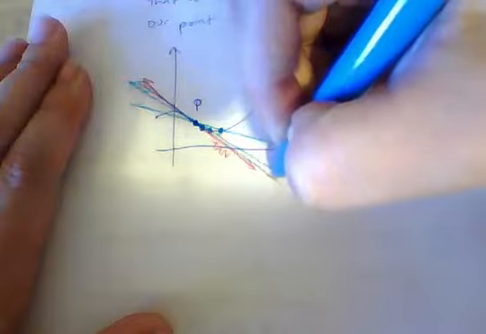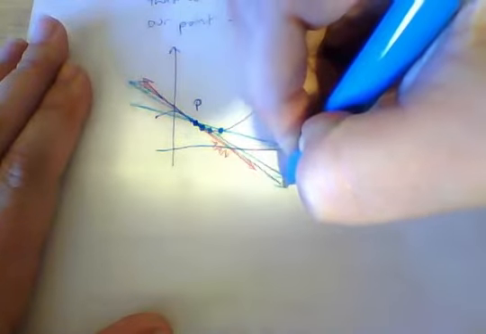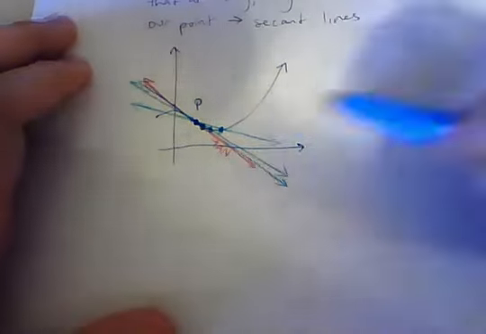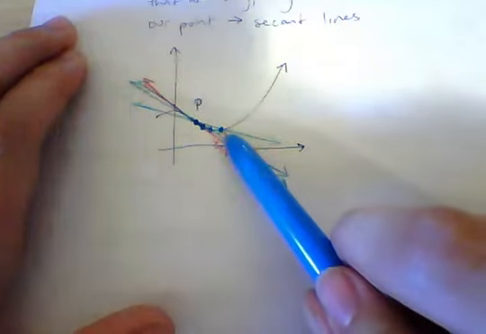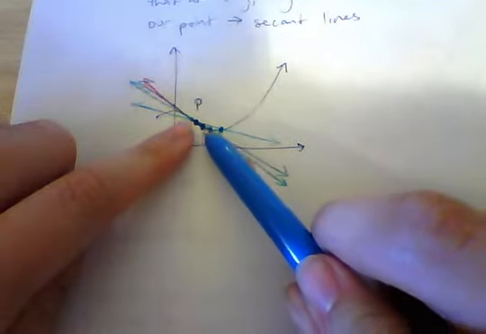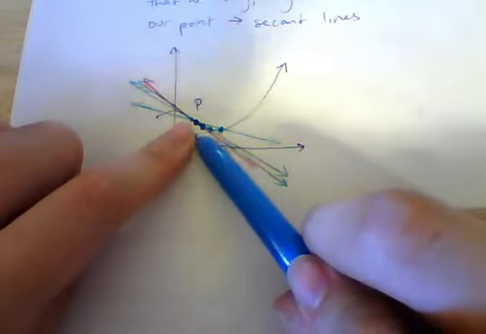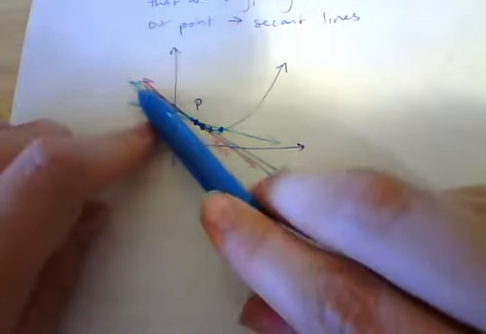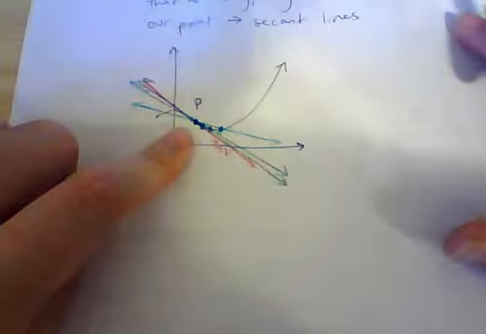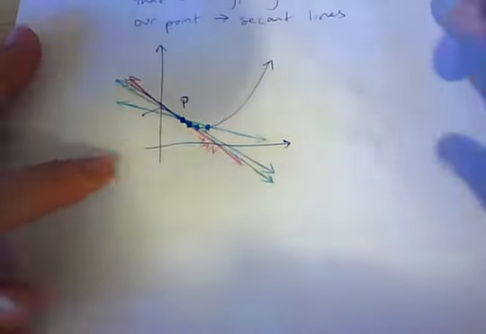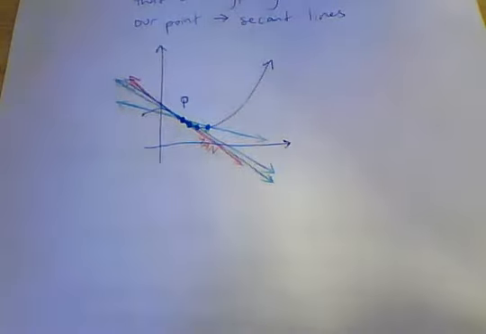Oh my goodness, that one was almost exactly our tangent line. So you see the point I'm illustrating. As we move our secant lines closer and closer and closer to our point P, we approach almost exactly the same slope as that original tangent line. And that's the whole point.